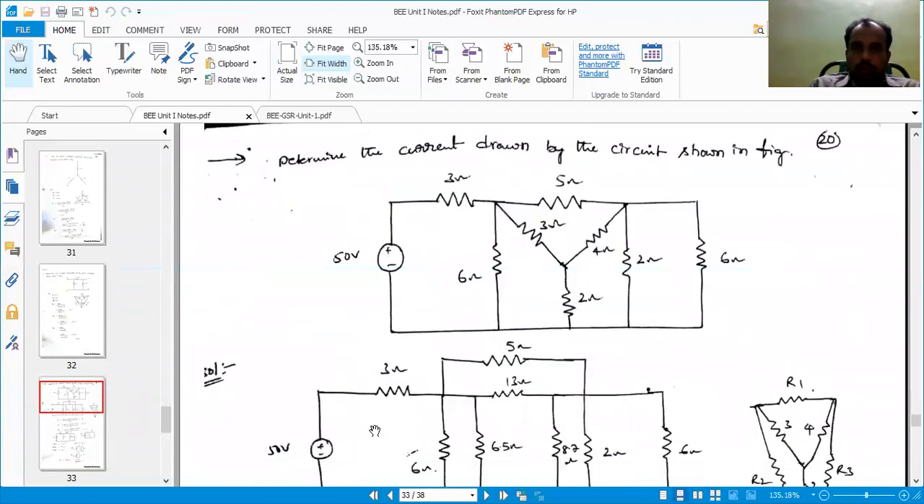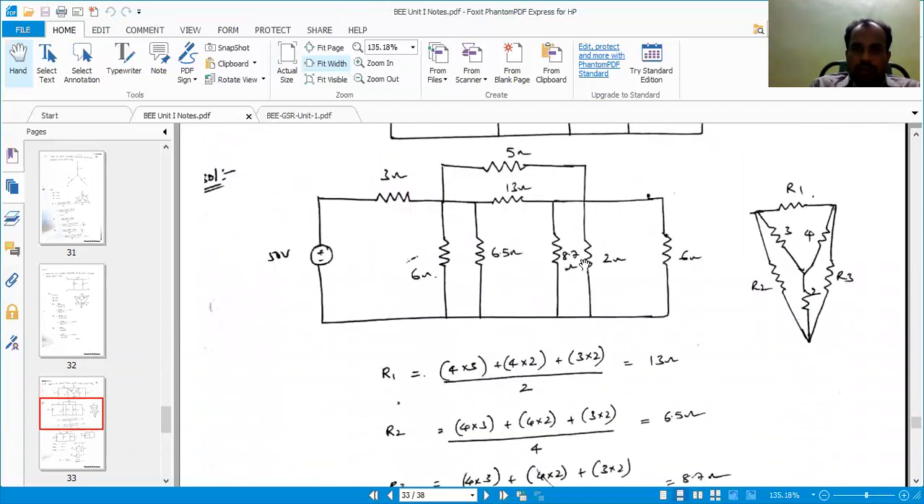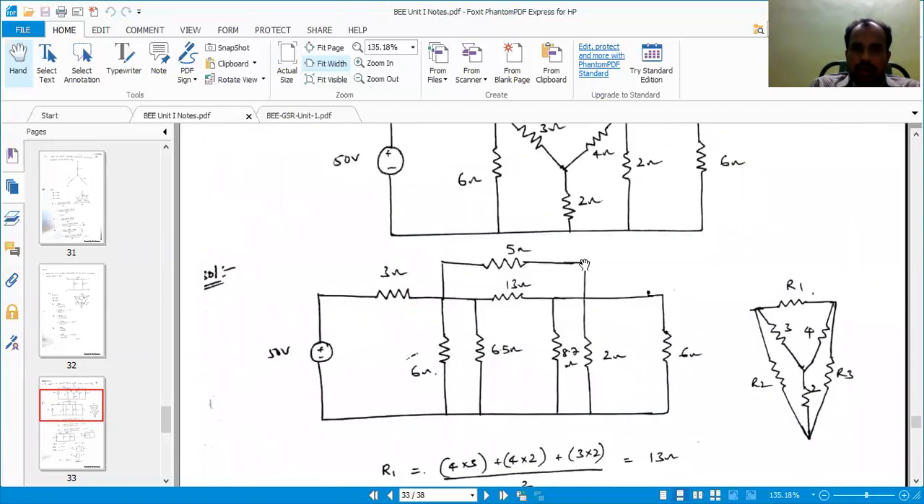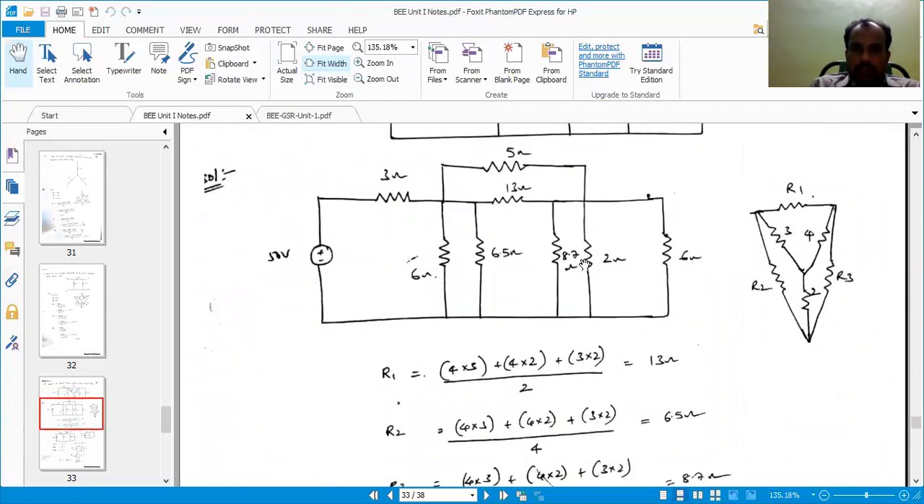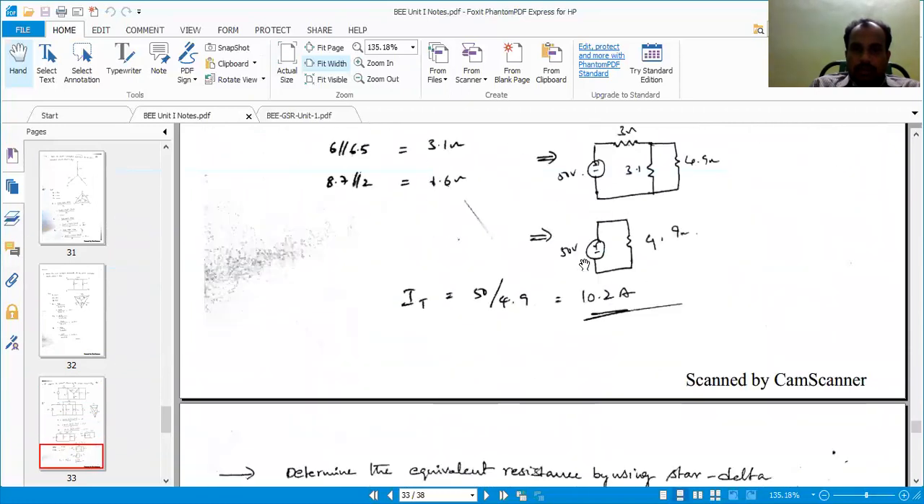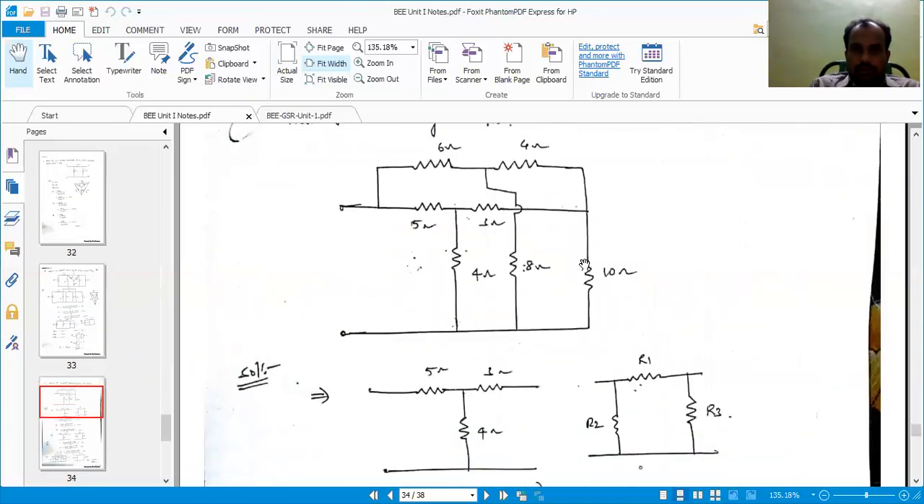One more example using the star to delta transformation, with 5, 3 and 4 ohms. The 5, 3 and 4 ohms are converted star to delta. To find the values, the final value is 12.27.